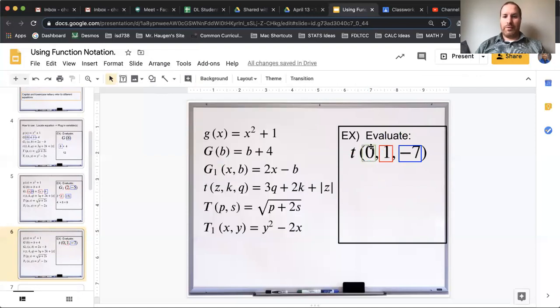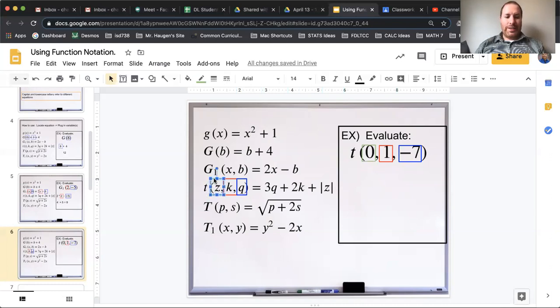So this one has 3 of them. So we've got a green spot. That's going to represent Z. Red is going to represent K. And blue is representing Q in this case because we're using T. So we're going to use equation T because it takes 3 numbers to do equation T. We have to be careful of the order. Some people just jump right in.